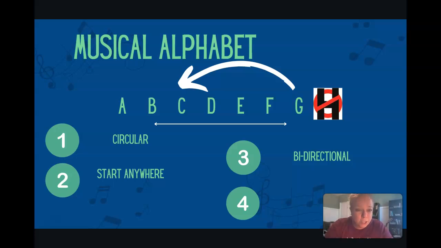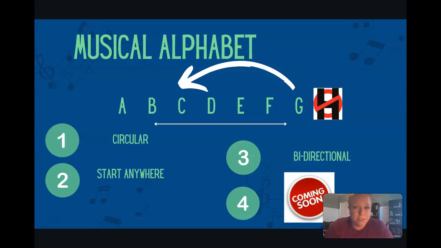So please make sure you are spending a lot of time asking: can you start anywhere and go in either direction, backwards or forwards? All right, there is one more cool way to use the musical alphabet, but the first three really do give a lot of beginning music students some trouble. Spend time working on this, thinking about this.